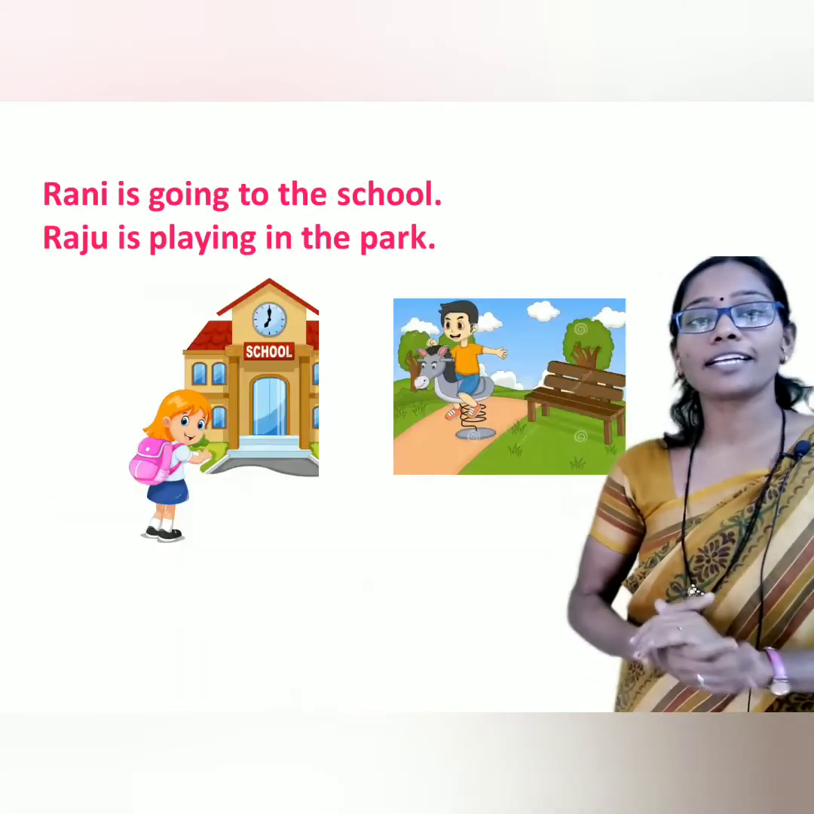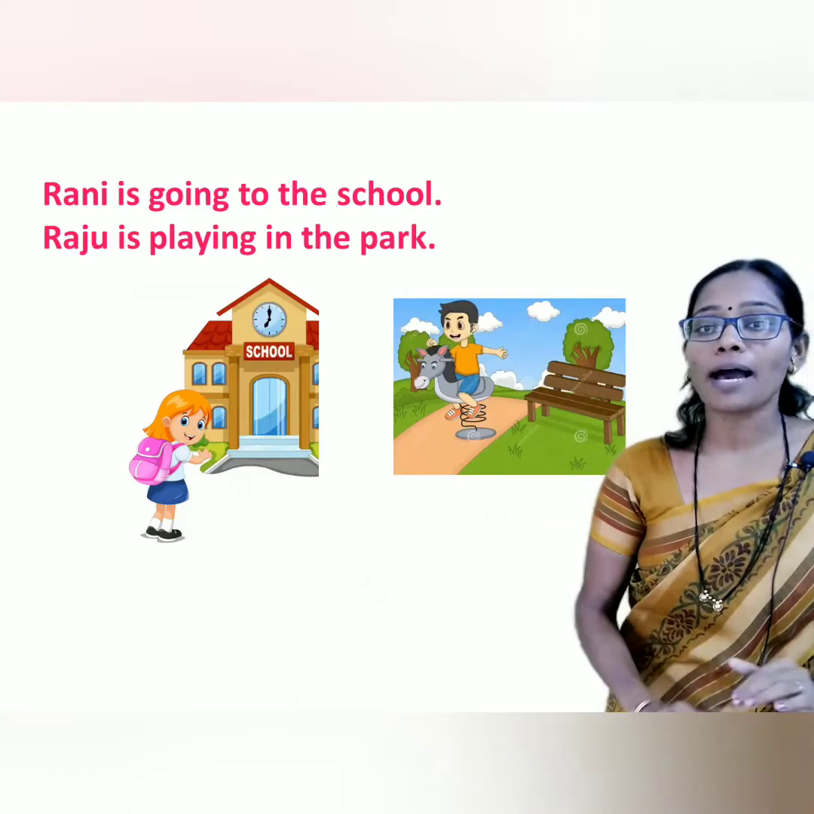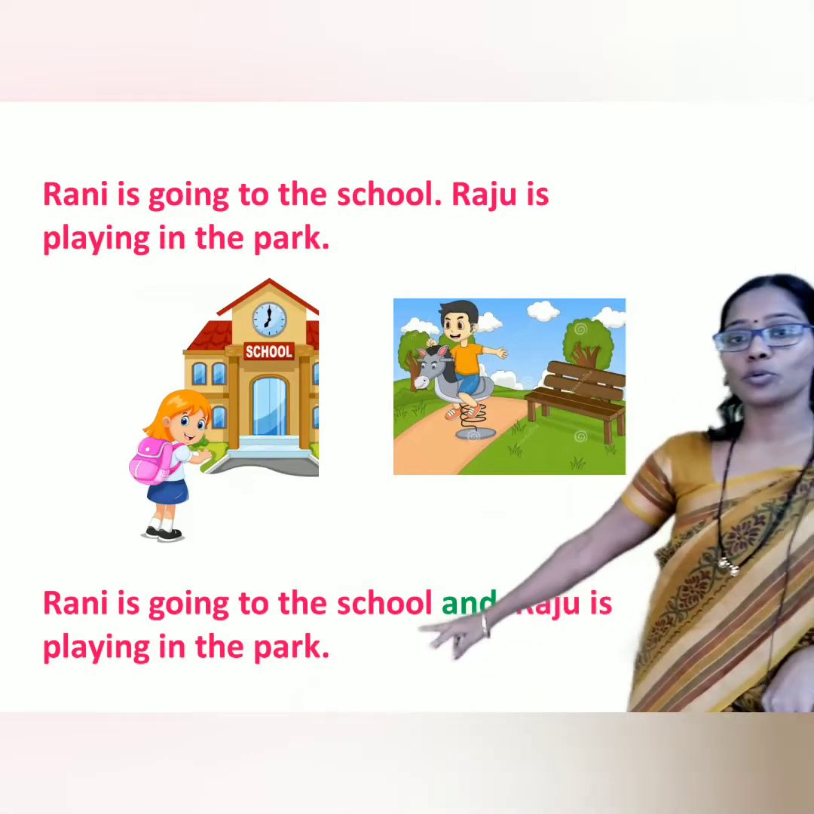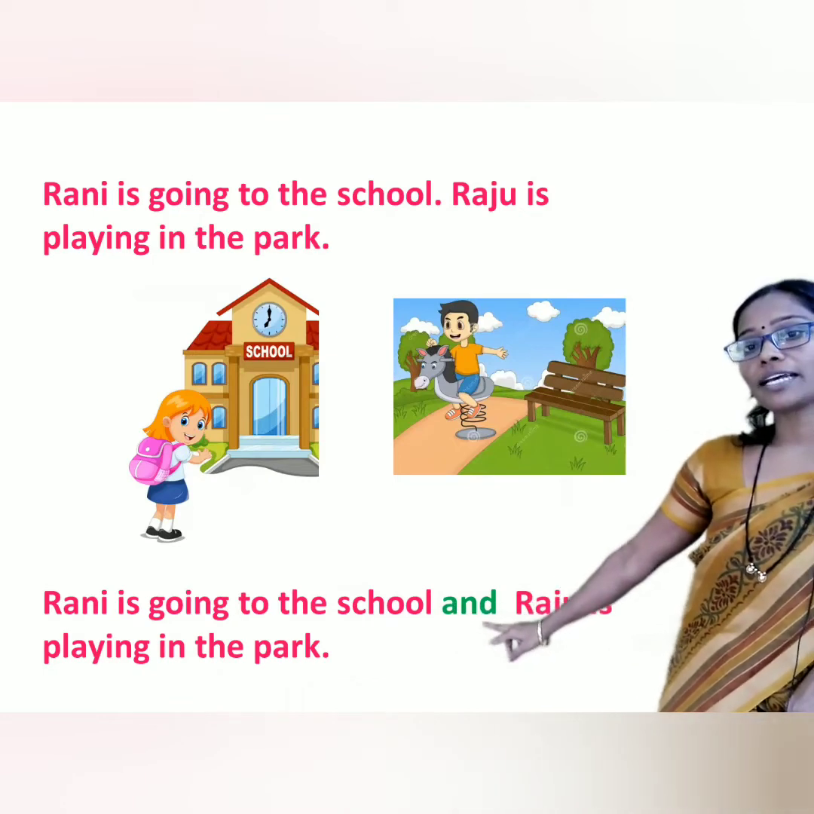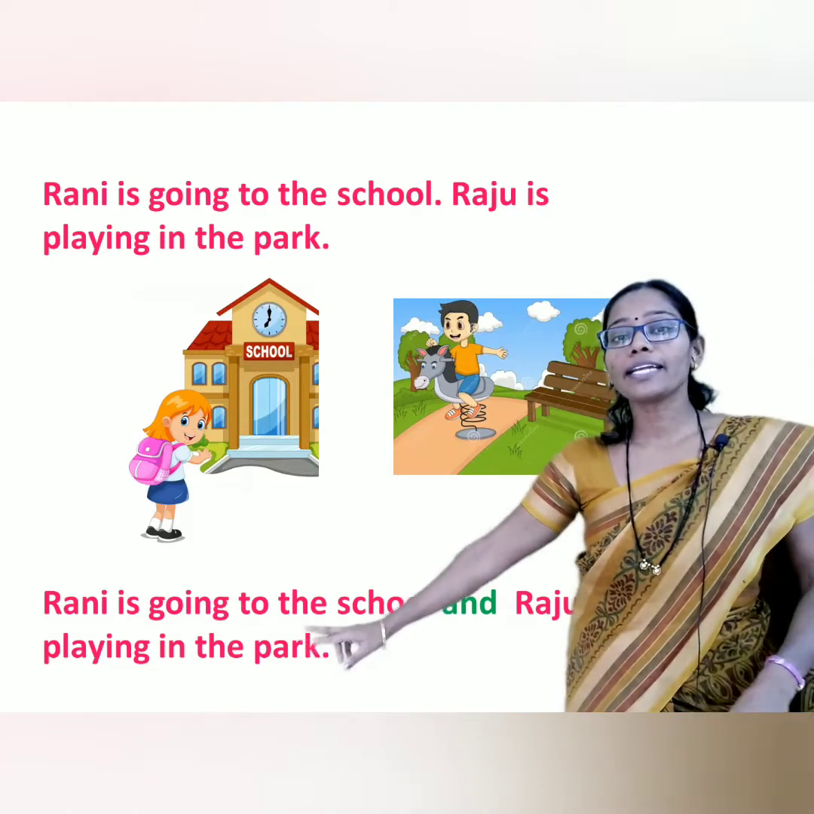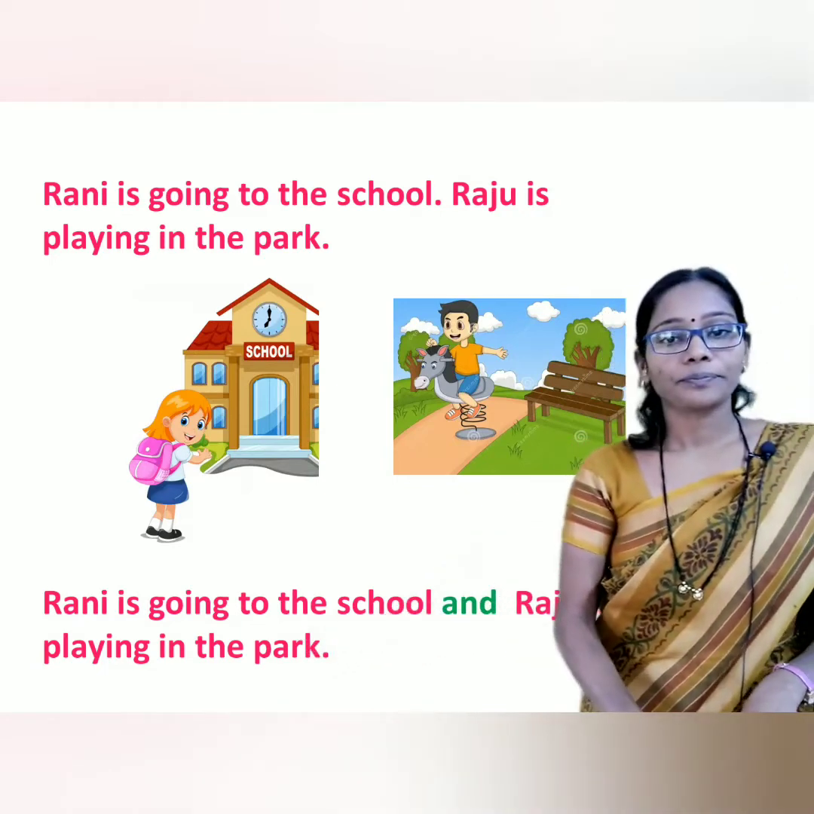Okay, let us see the next sentence. Rani is going to school. Raju is playing in the park. As per the rule, remove the full stop which is there after school. Put "and" there and again write the next sentence. So the sentence will become: Rani is going to school and Raju is playing in the park.